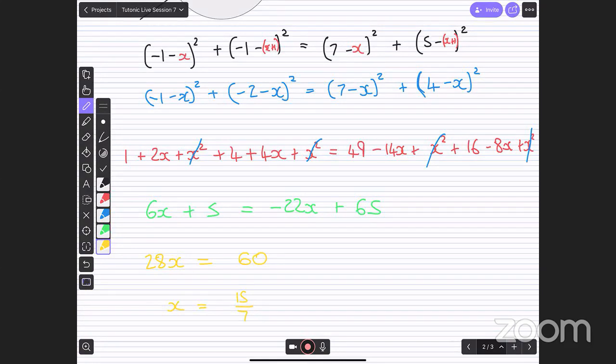Oh my goodness, what a coincidence. So what's 15 over 7? What's the decimal? 2.14285, 7 recurring. Yeah.